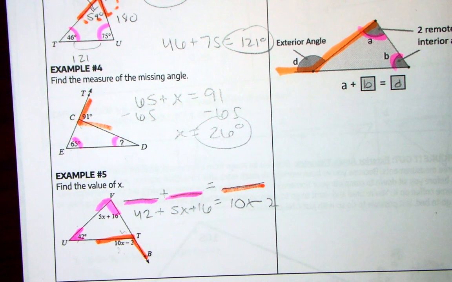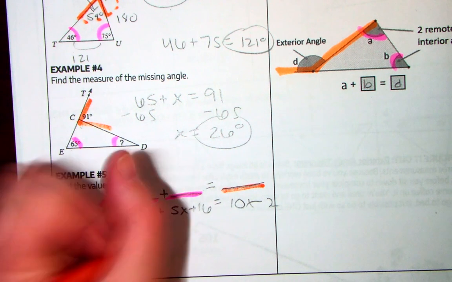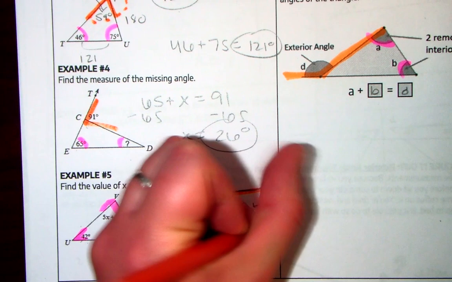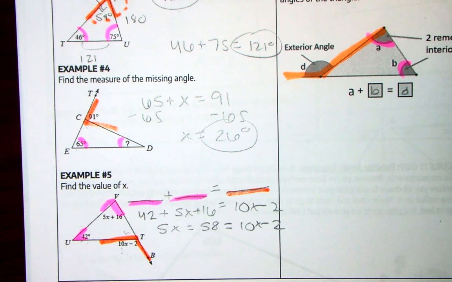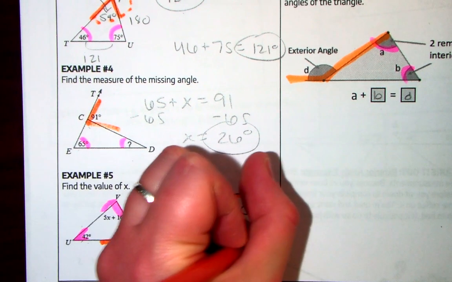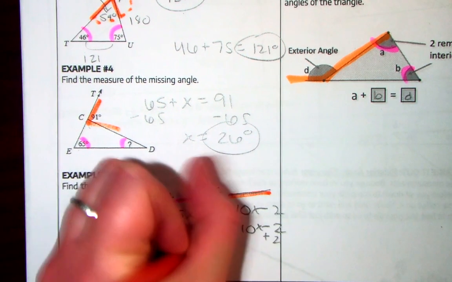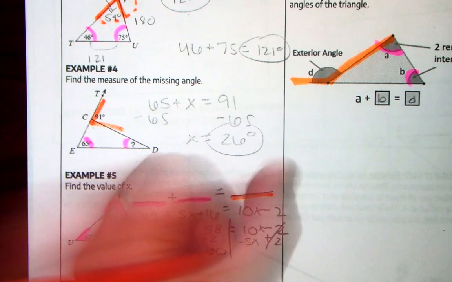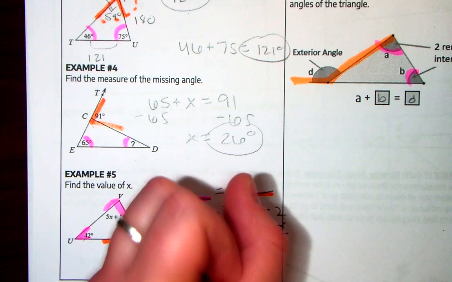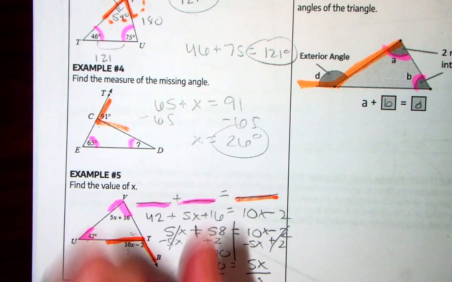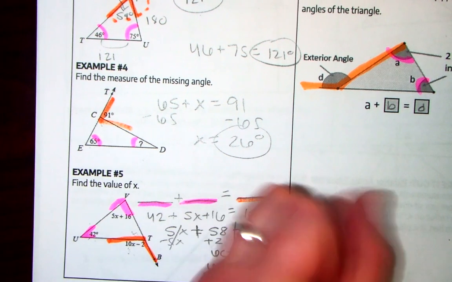And then I can just solve this equation, right? So 42 plus 16 is 58. So I get 5x plus 58 equals 10x minus 2. All right, let's get my numbers to one side and my x to the other side. I'm sorry, that's a plus sign. I'm going to get my numbers over here and then my variables to the right. So I'm going to get 60 equals 5x. Divide by 5, divide by 5, and you get x equals 12.